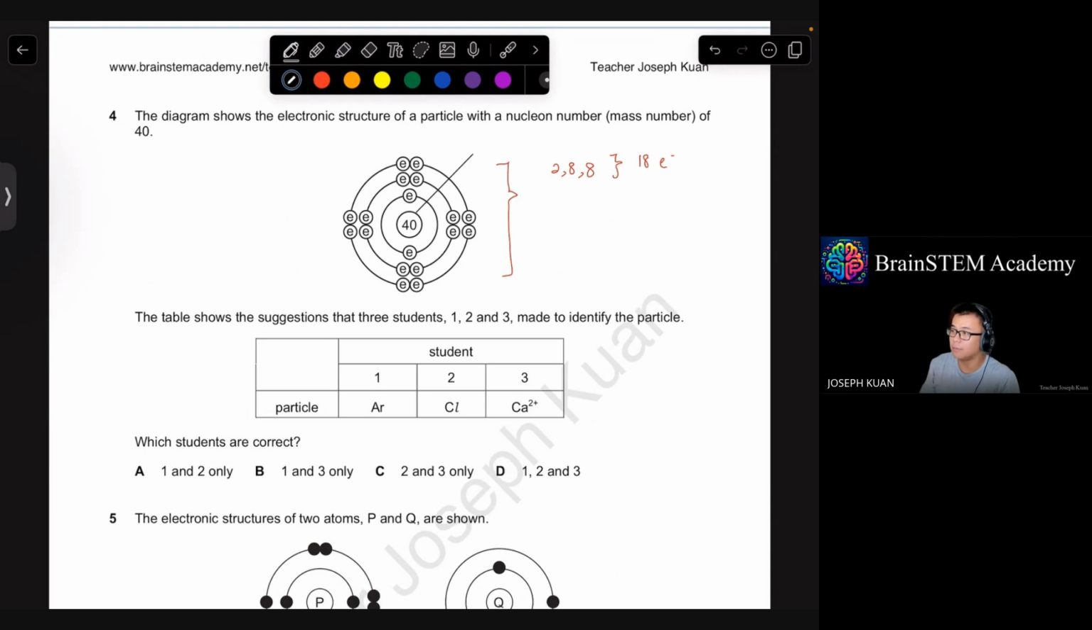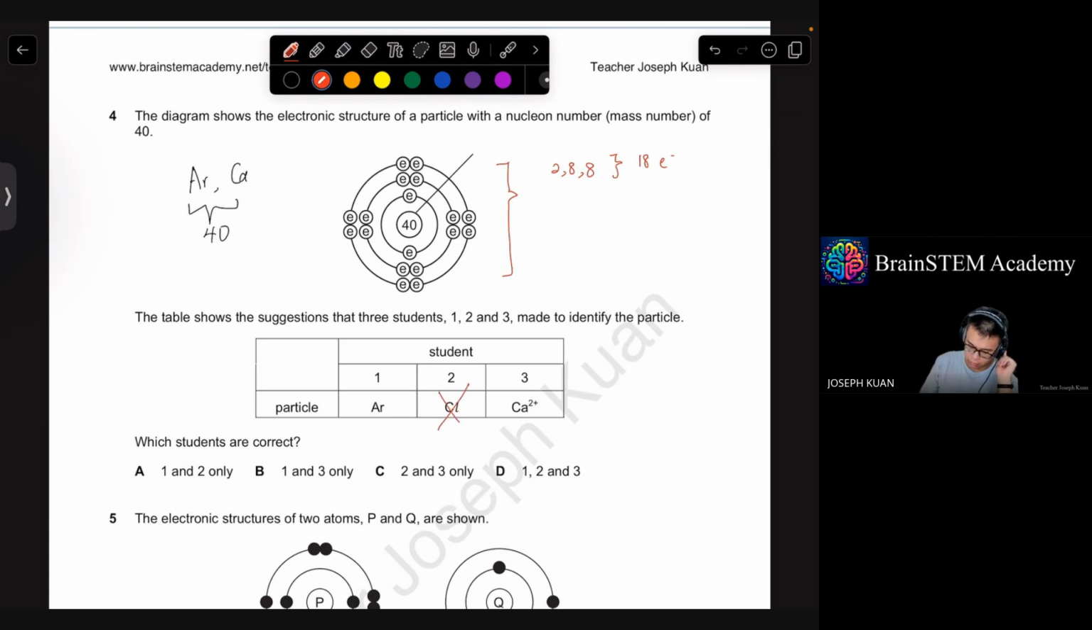So just look at the periodic table real quick. Give me a moment. I'm trying to find the periodic table. So the mass 40 is suitable for argon and calcium. Argon and calcium. All right, this has mass 40. Chlorine actually has 35.5.